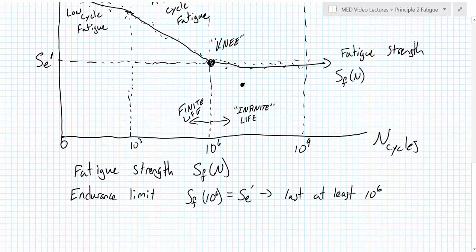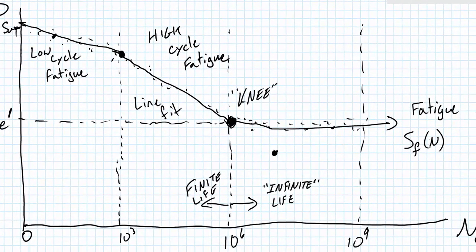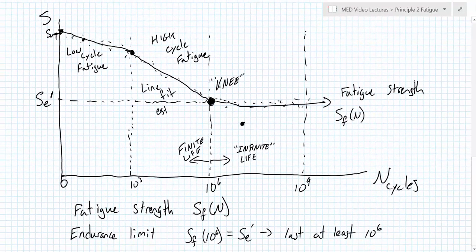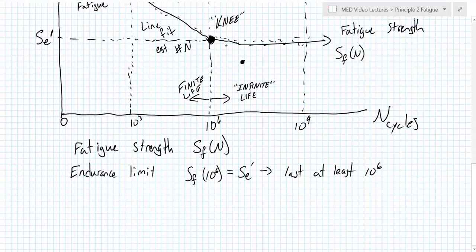If it's going to last less than 1,000,000 cycles and more than 1,000 cycles, what we're going to do is put a line fit between the endurance limit at 10 to the 6 cycles and our ultimate strength, come up with a line fit and estimate the number of cycles that we think it can last if it's going to last less than 1,000,000. So our process in doing endurance or fatigue stress analysis is: is the part going to last 1,000,000 cycles? And if not, we're going to find out how many cycles it can last.